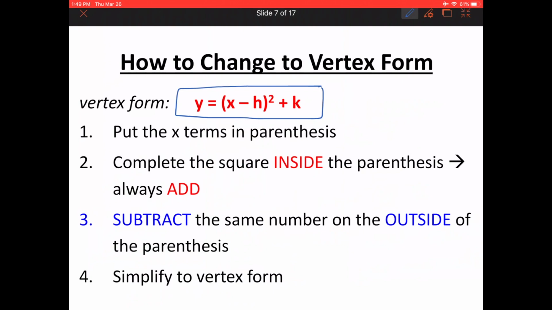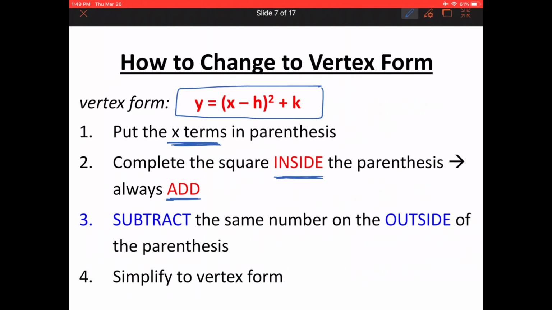And so in order to change to vertex form, we're going to start with our perfect square trinomial, and I want to put the x terms in parentheses. So the x terms are my first two terms, because my third term is always a number by itself, a constant. Once I have those x terms in parentheses, I complete the square inside the parentheses. And remember, when we're completing the square, we always add.